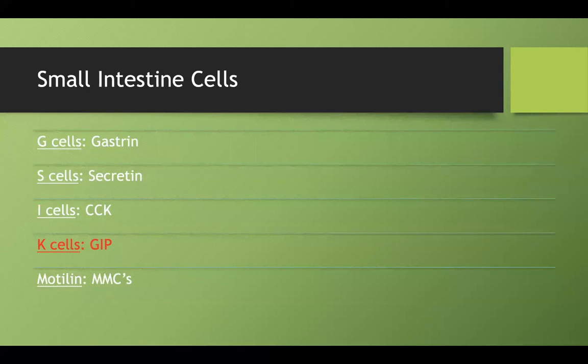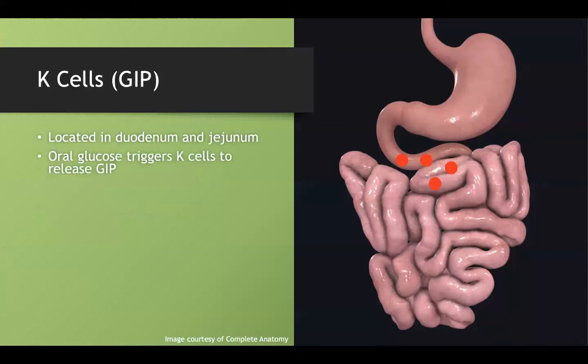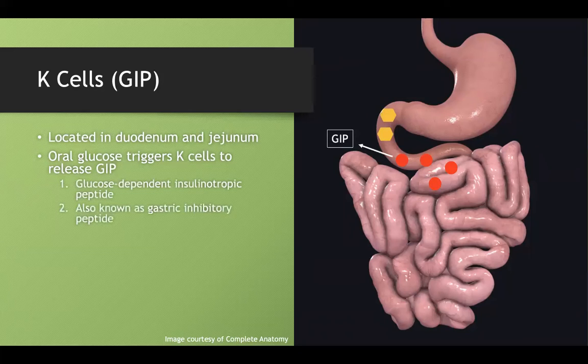The next cell we'll talk about are K cells, and they produce something called GIP. Again, these are located in the duodenum and jejunum, and these are triggered by glucose specifically. I like to think of the K as candy cells. So once K cells encounter glucose, they'll release GIP. What GIP does, first off, it has two names: glucose-dependent insulinotropic peptide or gastric inhibitory peptide. And it has two names, which reminds me it has two functions.